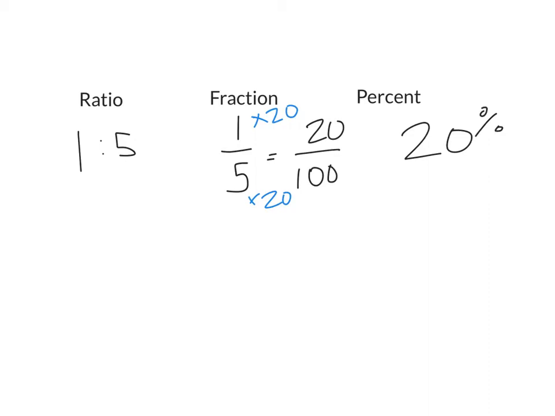Just like that. So we know that these are all equivalent. We know that 1 to 5 is same as saying 1 over 5. You could also say 1 to 5 is 20 over 100, and 20 over 100 is 20%. We could also say that 1 over 5 is 20%. This is all equal. Now we're going to add one more dimension to it.